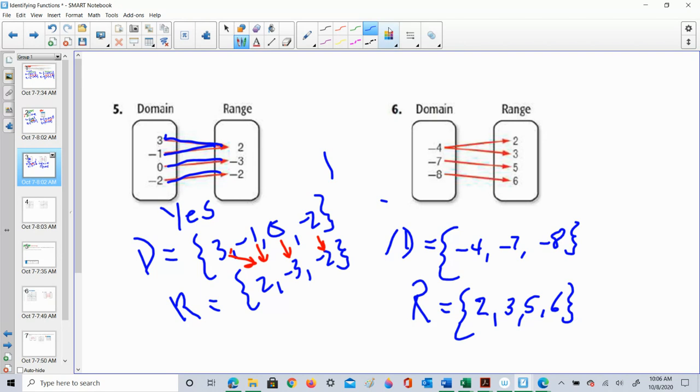So what happens? Where are we? Right? Negative 4 goes where? Negative 4 goes to 2. But negative 4 also goes to 3. Immediately, as soon as this happens here, not a function. Not a function because the x's cannot repeat. As soon as it goes to 2 pieces of the range, not a function.